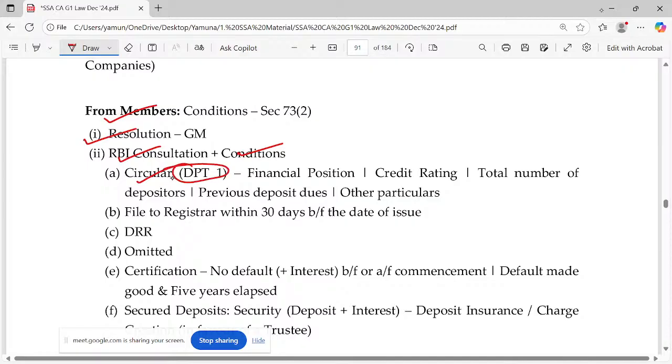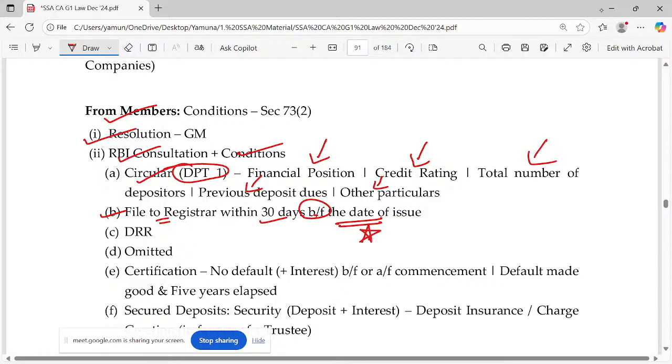Okay, CMA inter students kindly be aware of these numberings, form numberings. Okay, it's quite important. What will that circular contain? It will give you the financial position of the company, credit rating, so how far it is eligible or capable of returning the money promptly, total number of depositors available so far, previous deposit dues if any, and other particulars. Apart from this, you have to file to the registrar within 30 days before the date of the issue. Before the date of the issue, often repeated.